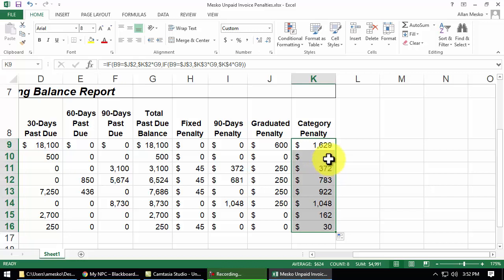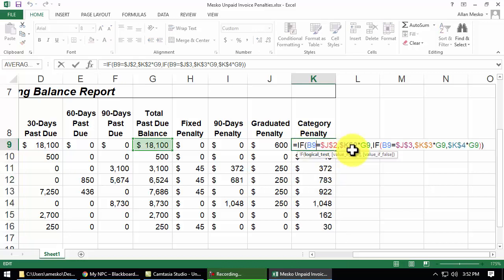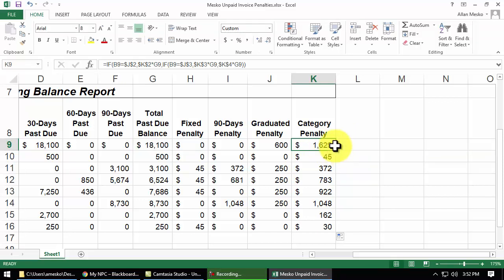We're not going to worry about formatting the columns. Look at how many times we have multiplied by G9, multiplied by G9, multiplied by G9. That's redundant. A more elegant way to do it would be just tell me what multiplier I need, and then after I close the if statement, multiply that times G9. I'll rewrite that formula over here.